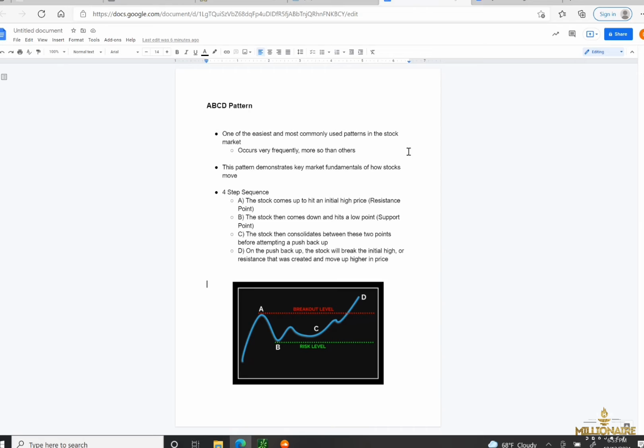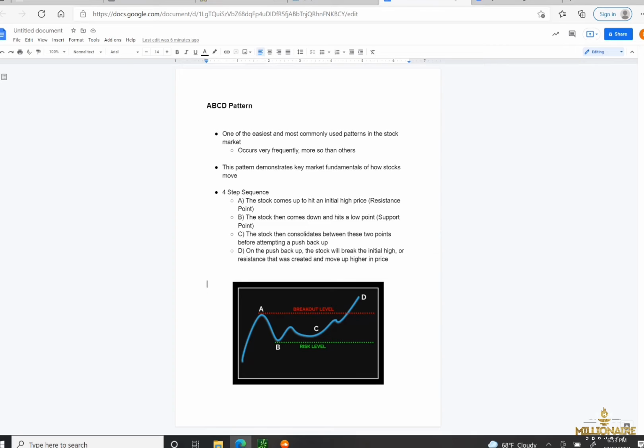The reason this happens is because this pattern demonstrates key market fundamentals of how stocks move and how investors and other traders are thinking and causing these reactions for the stock to go up and down. So the ABCD pattern is fairly simple. It is a 4-step sequence.